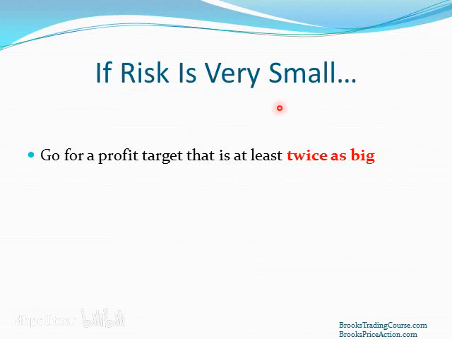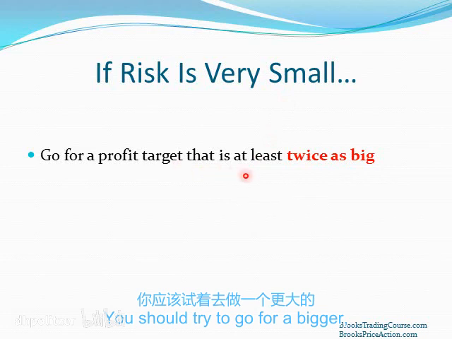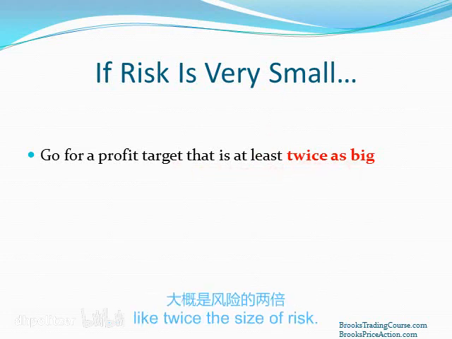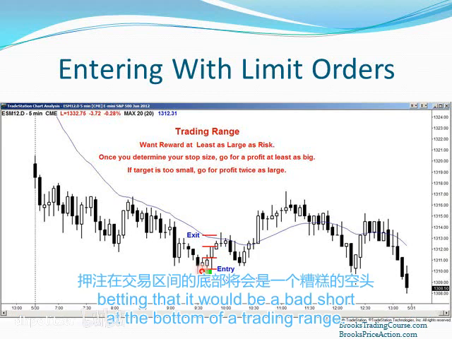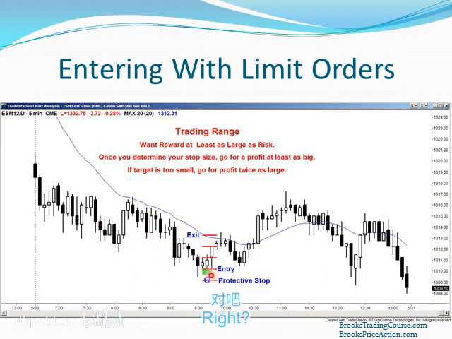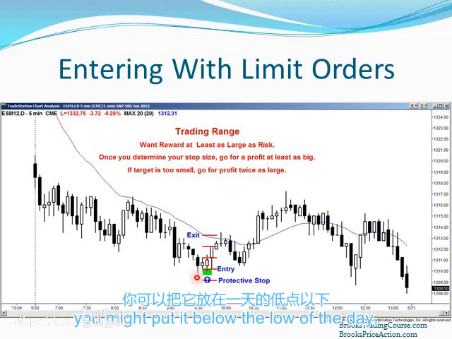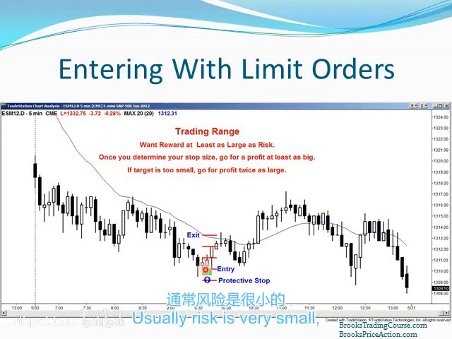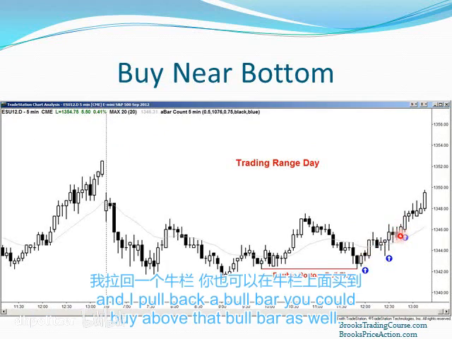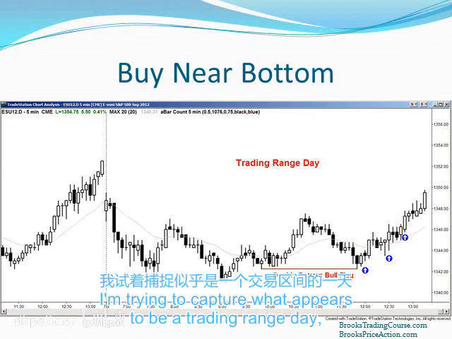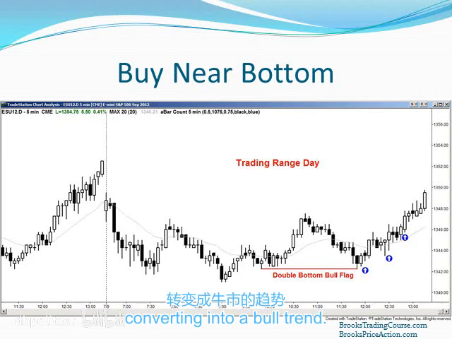If the risk is very small, you should try to go for a bigger profit target, like twice the size of risk. So for example, let's say you bought on a limit order at the low of this bar, betting that it would be a bad short at the bottom of a trading range, right? Your initial stop, you might put it below the low of the day. Your risk is very small, so you might go for twice your risk. You probably could buy above here. Another breakout, an II pullback, a bull bar, you could buy above that bull bar as well, trying to capture what appears to be a trading range day converting into a bull trend.